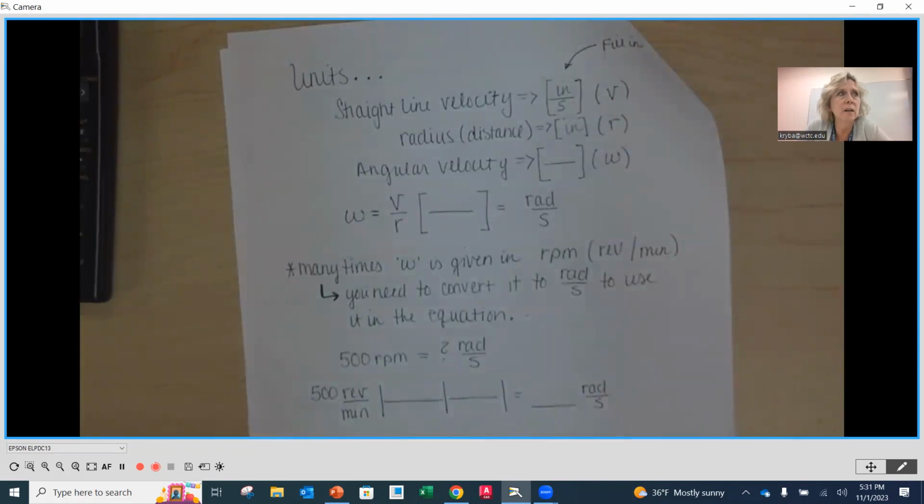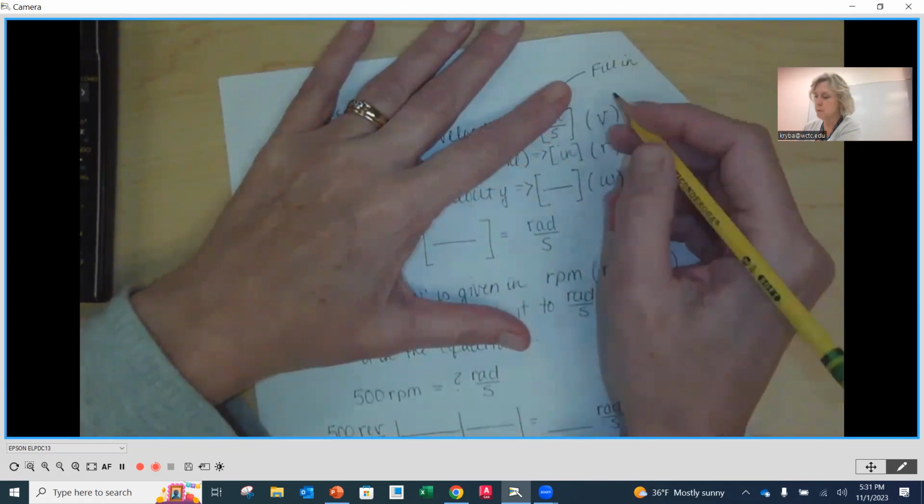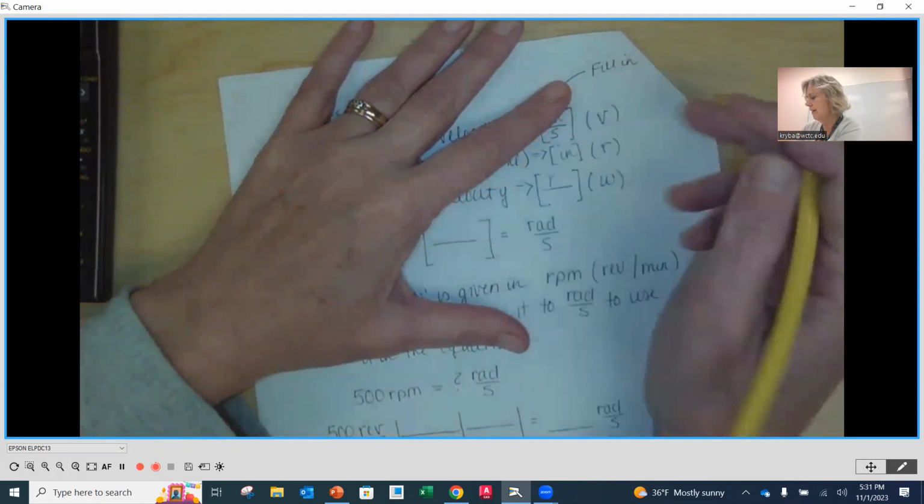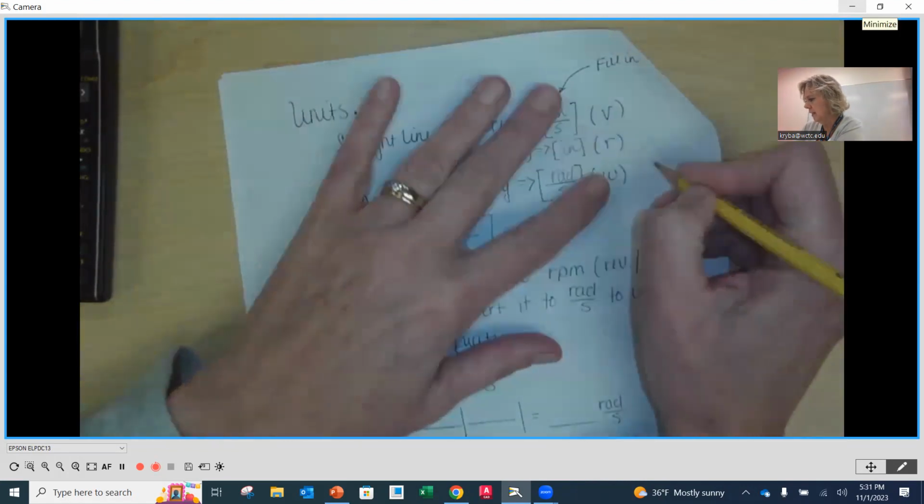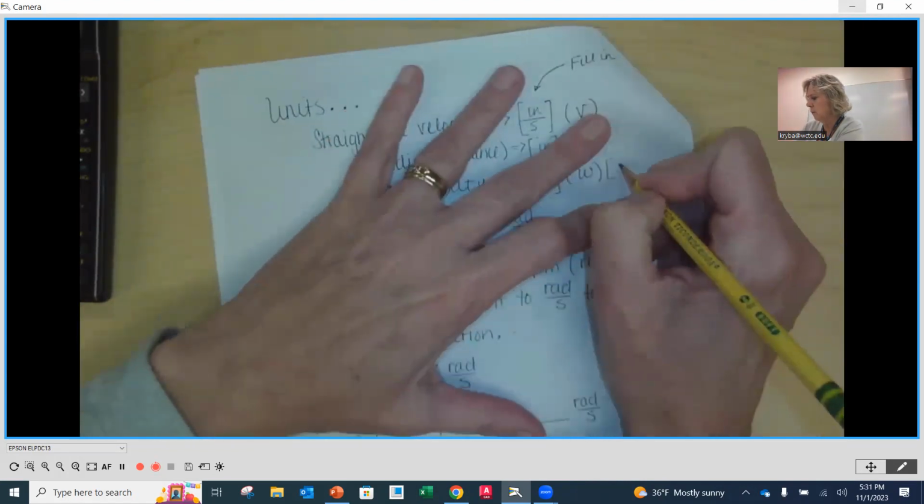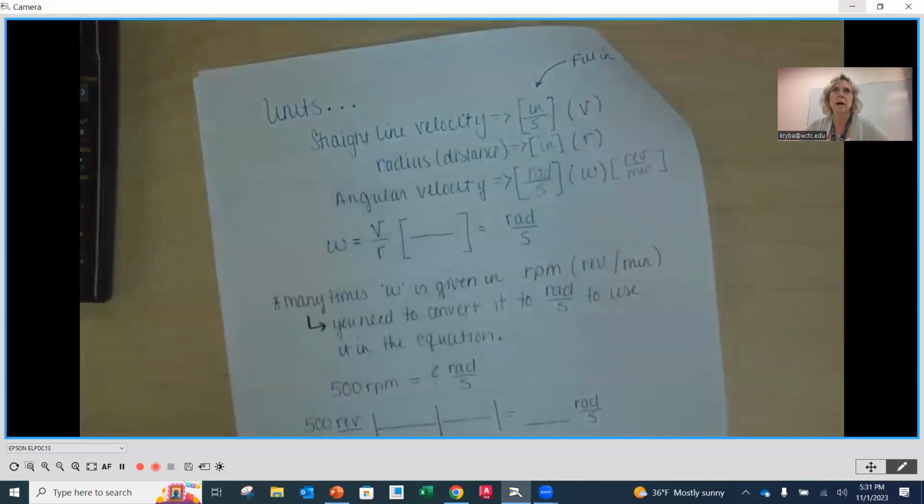Now, angular velocity. I love that you guys are saying that already. Yes, radians per second, but what else? There's two of them, and RPMs, right? So I'll put radians per second here, but then we'll also put another one. We'll put revolutions per minute. I always expand it out.